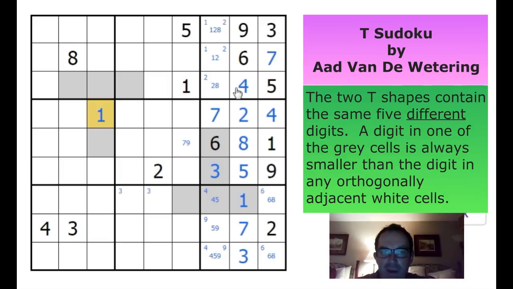This is very, very clever. Look at this. We have a 4 and a 5 in row 3. So we cannot put a 4 or a 5 in any of those 3 squares, but there must be a 4 or a 5 in the T shape. So it's going to have to be in that square.